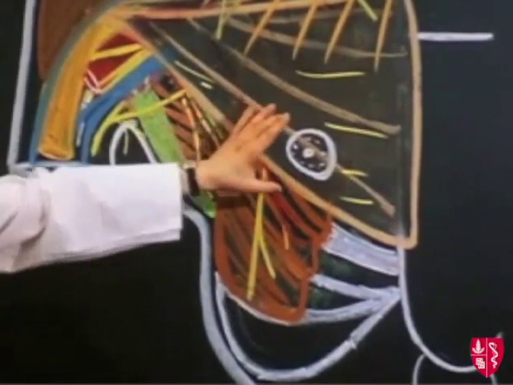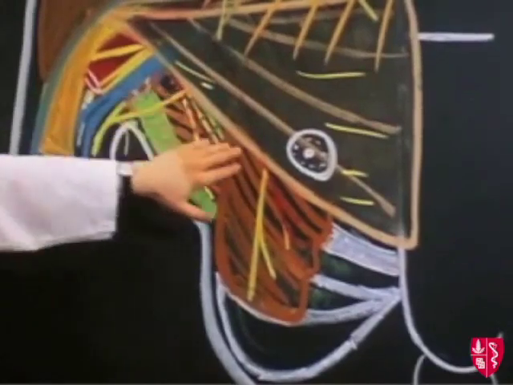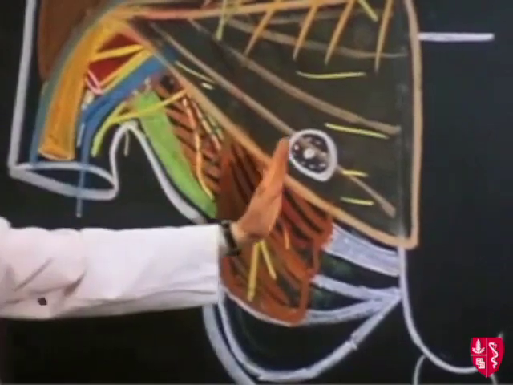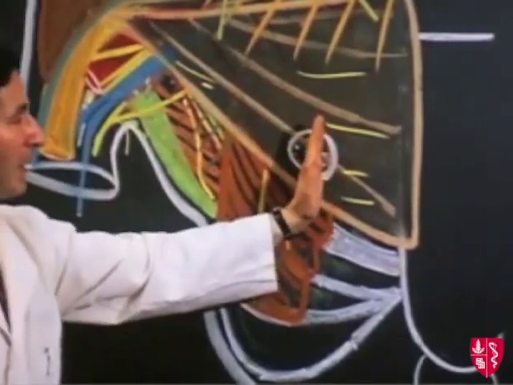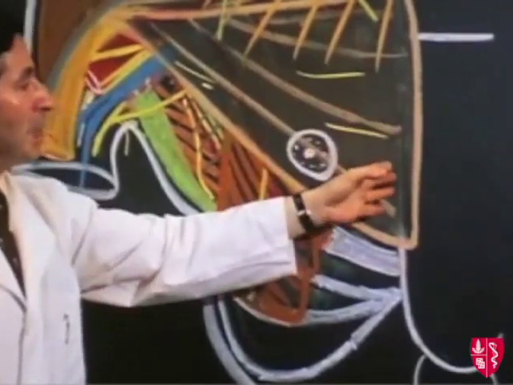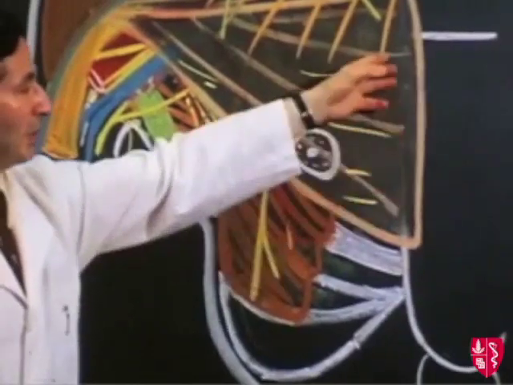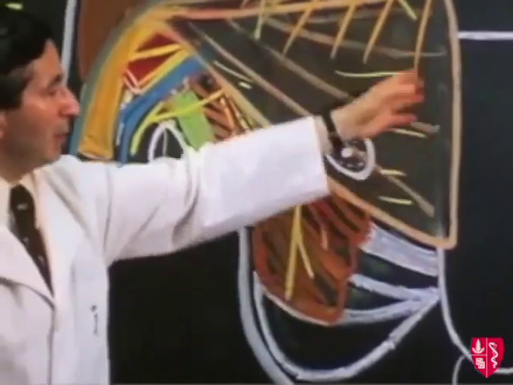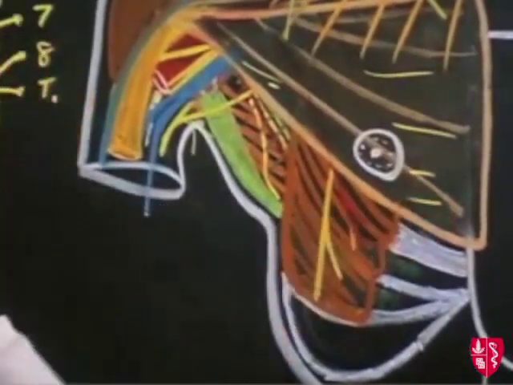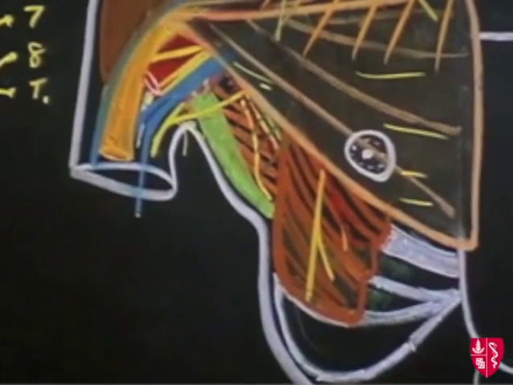Now, this group of nodes that I've described drains the greater part of the mammary gland. It is only the medial half of the mammary gland that drains medially, pierces the intercostal spaces, and drains into the internal thoracic nodes running along the internal thoracic artery. This concludes the film on the pectoral region.